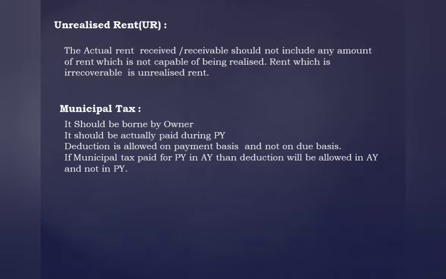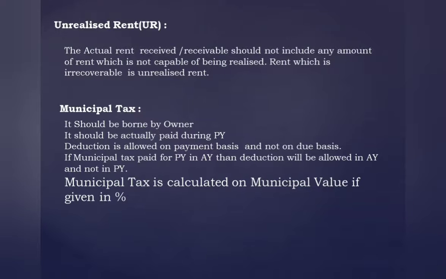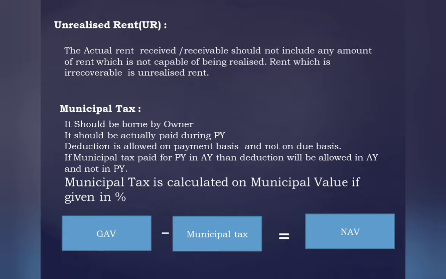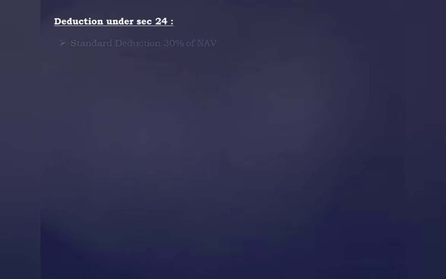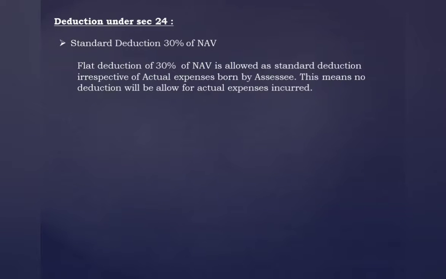If municipal tax is paid for the current year and next year, then the deduction will be allowed in the next year and not in the current year. If municipal tax is given as a percentage, then it will be calculated on municipal value. Gross annual value minus municipal tax will give you net annual value. Now let us discuss the deduction under section 24.